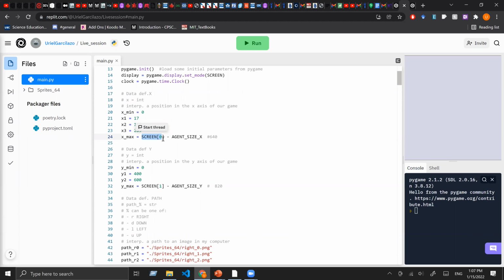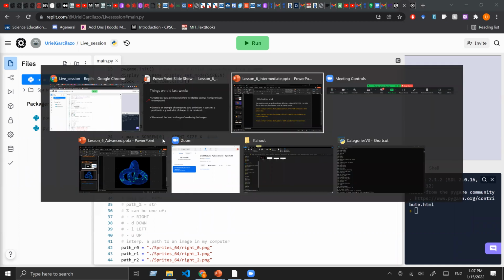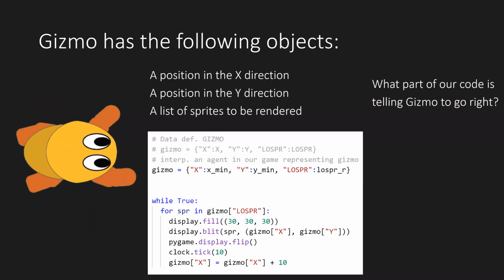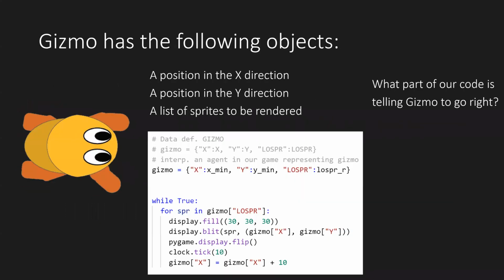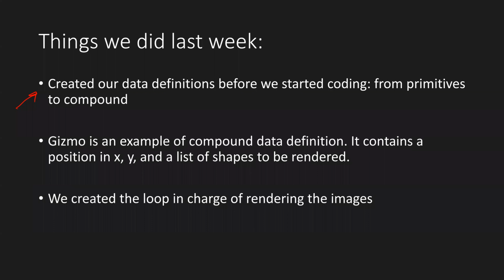We want Gizmo to stop touching or change directions once it reaches the edge of the screen on its right side. And this is what I mean. So let me show you what I mean. Oh, well, I guess I'll add it later.